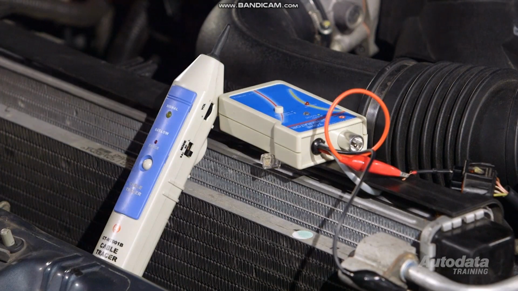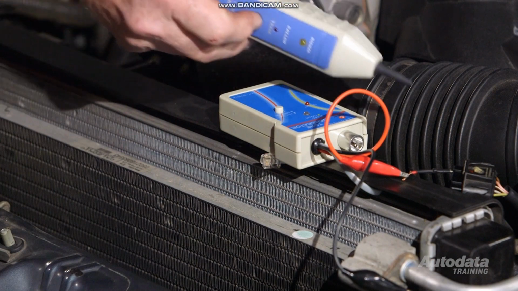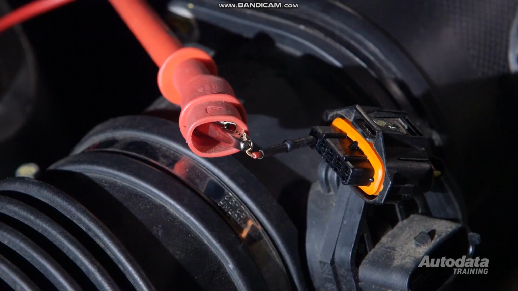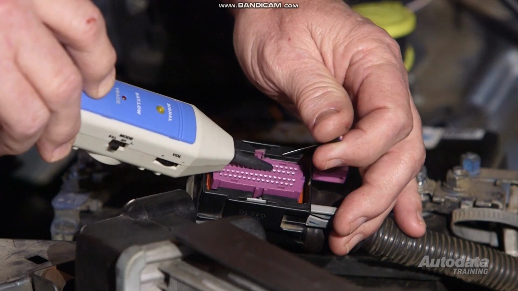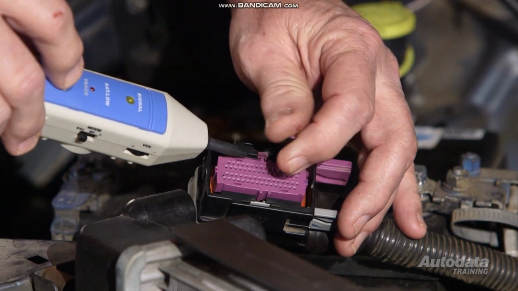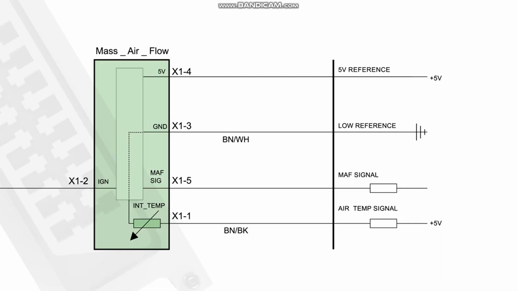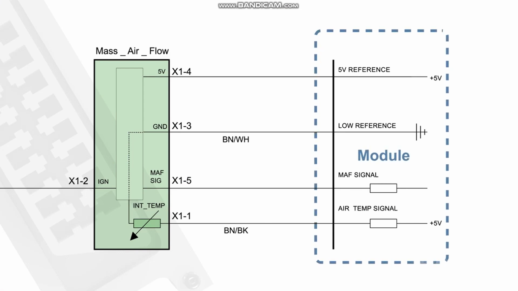If you have access to a circuit tracer, then it will be much easier. Simply connect the tone generator to the signal wire and see if the probe can pick up the tone on any other wire. If either of these methods doesn't produce a result, then the fault must be in the module.